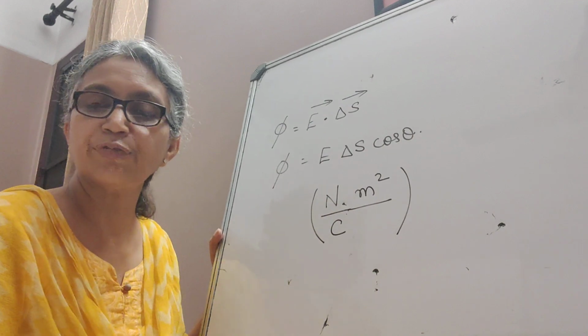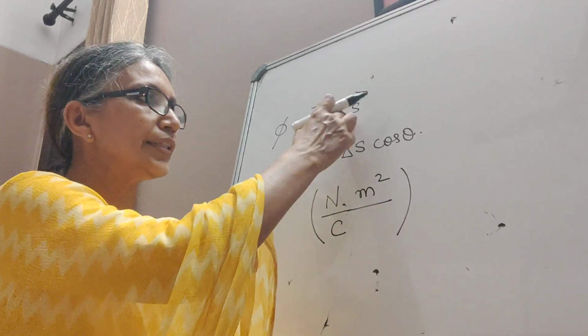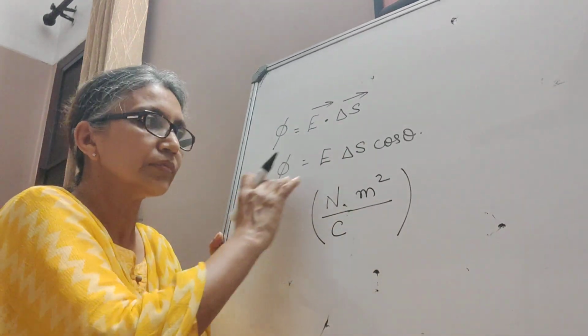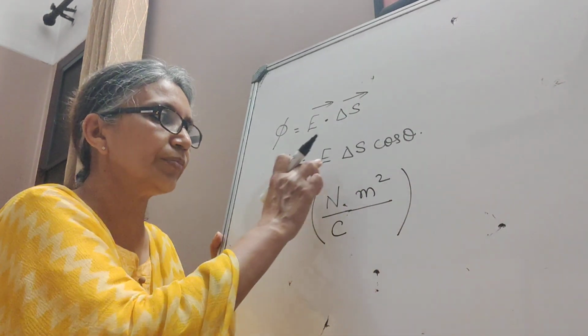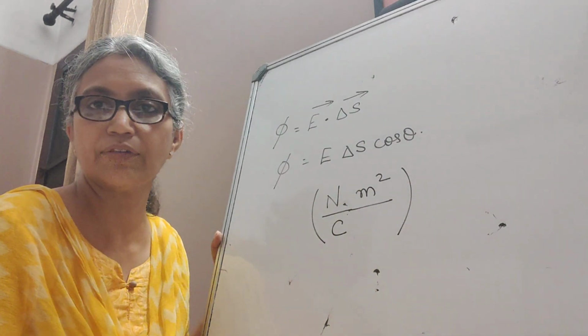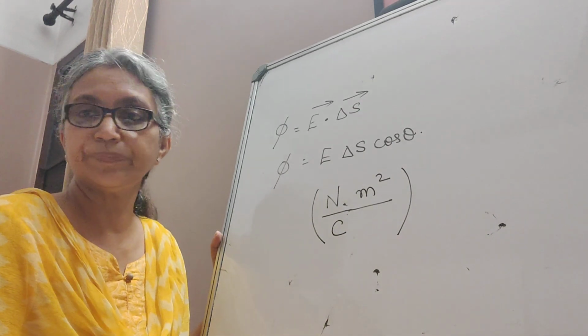It is defined as the number of field lines passing perpendicular through a whole area, a given area like delta S. The magnitude is given by E delta S cos theta, where theta is the angle between the two vectors, electric field and area vector. Its SI unit is Newton meter square per Coulomb.